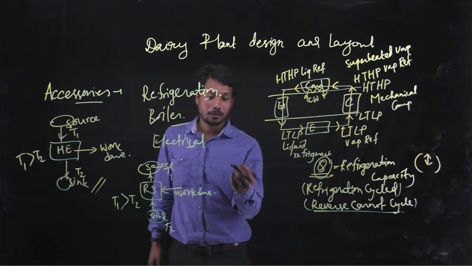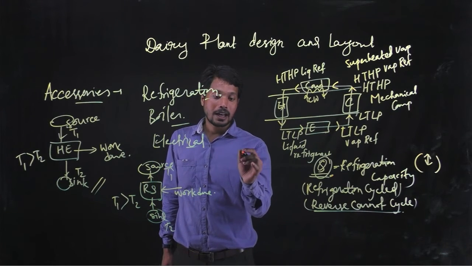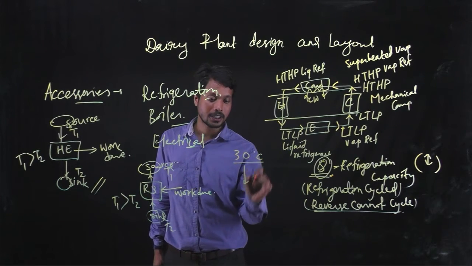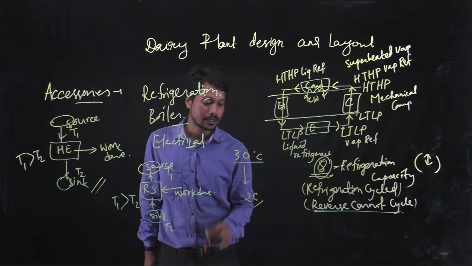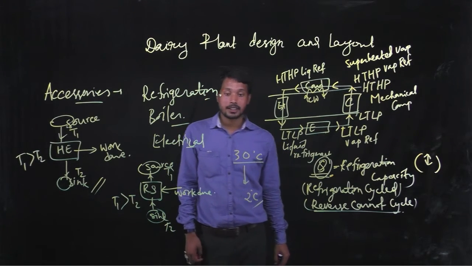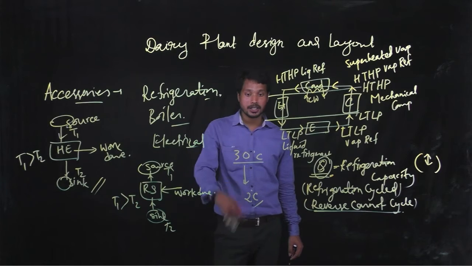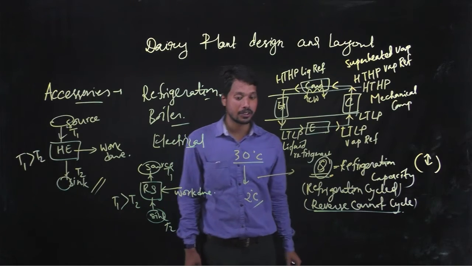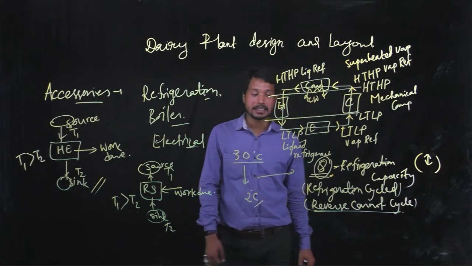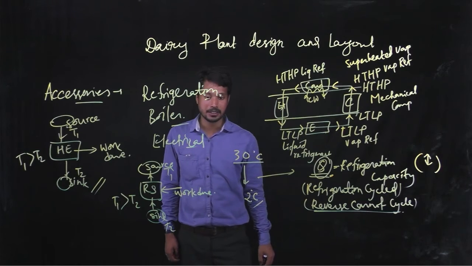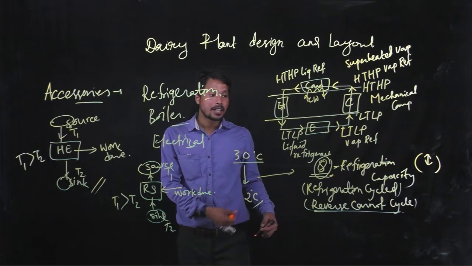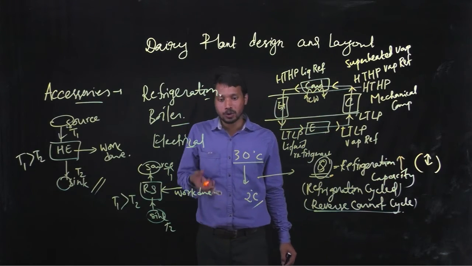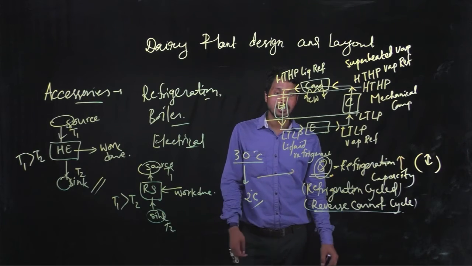Suppose you have an apple at normal harvesting temperature, like 30 degrees Celsius, and you want to store this apple at 2 degrees Celsius in the storage unit. Then you must reduce the temperature from 30 to 2 degrees Celsius by the use of this refrigeration unit, and this difference in heat will be called the refrigeration capacity. So if you want to reduce the temperature more, the refrigeration capacity will be more, and if you want to reduce the temperature only to a higher limit, then your refrigeration capacity will be low.